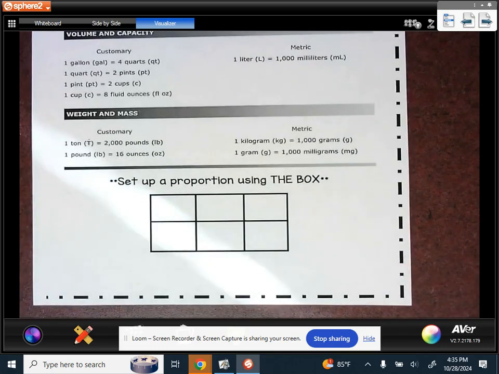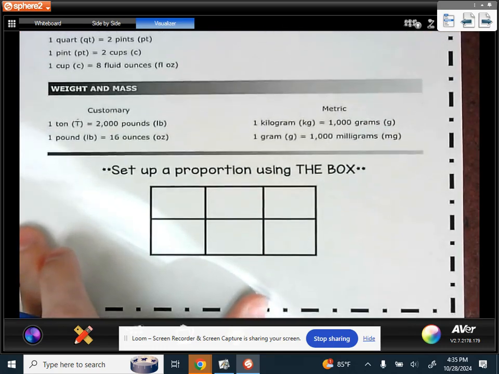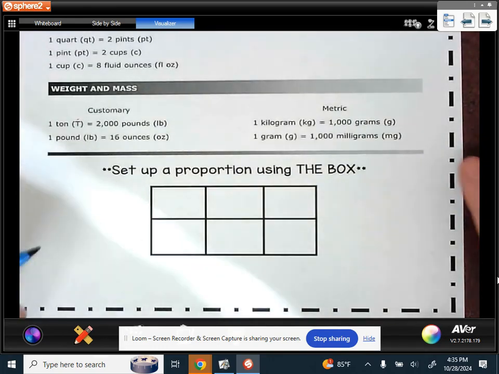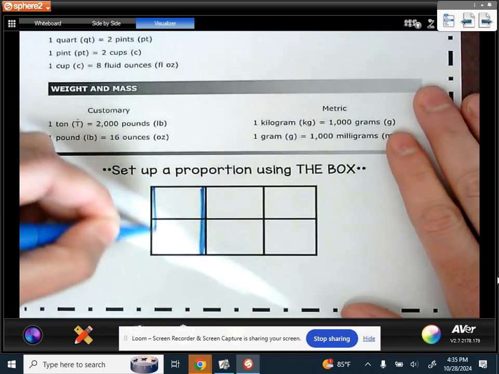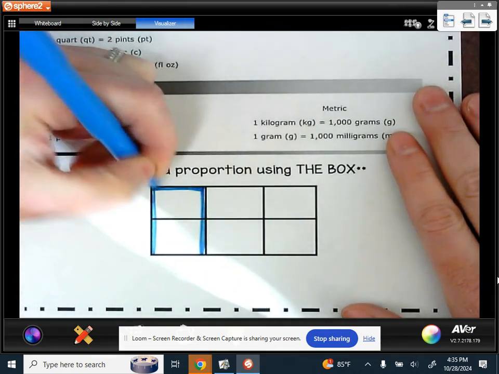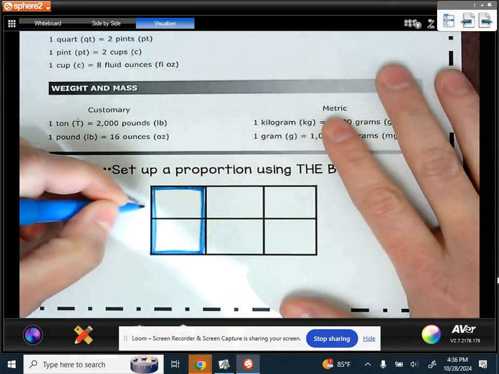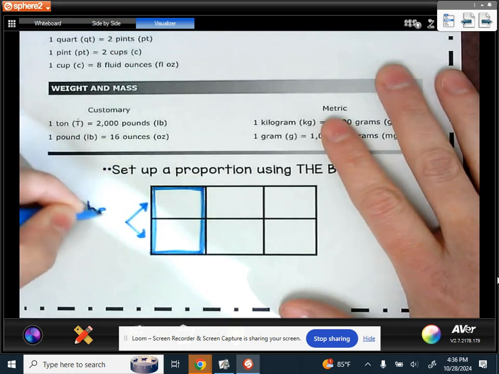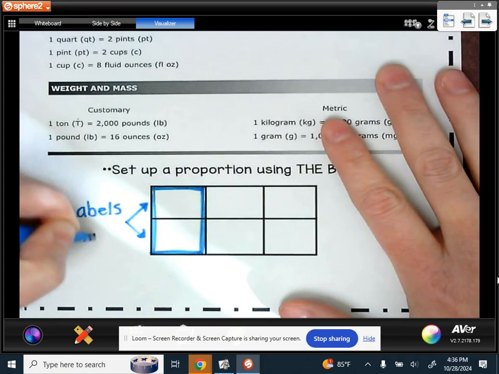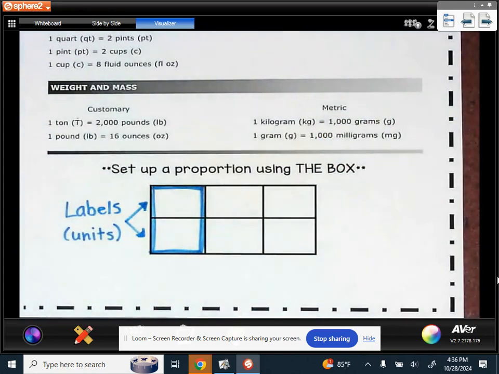We're going to be using the box to solve these problems. So if you've been feeling comfortable with the box, then that should be helpful for you. So we're going to look first at what would go here. And this part is the same as with the regular box. These two boxes right here are always going to be for your labels, which is the units of measurement that the problem is talking about. So if the problem's talking about feet and inches, then your labels would be feet and inches. Or if it's talking about liters and milliliters, then your labels would be liters and milliliters.